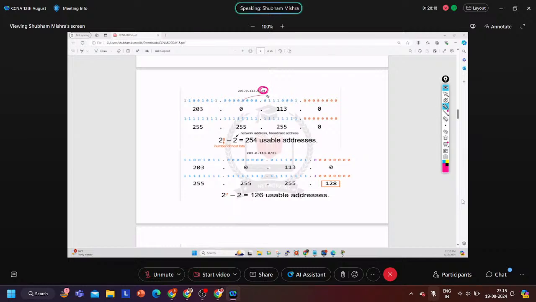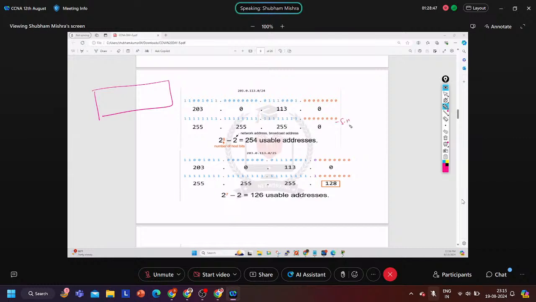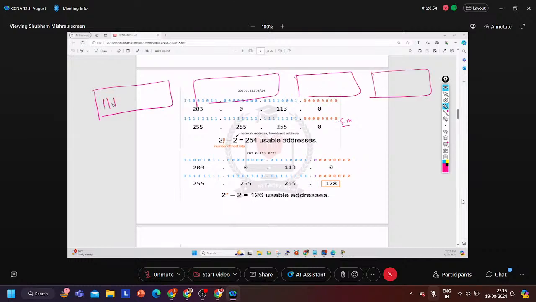See, everyone please focus here. This is the IP address, and this is the /24. How can we write the /24? This is my question. It is 255.255.255.0. This is the subnet mask. You know, in a subnet mask also there are how many octets? 4 octets. And how many bits? 8 bits.